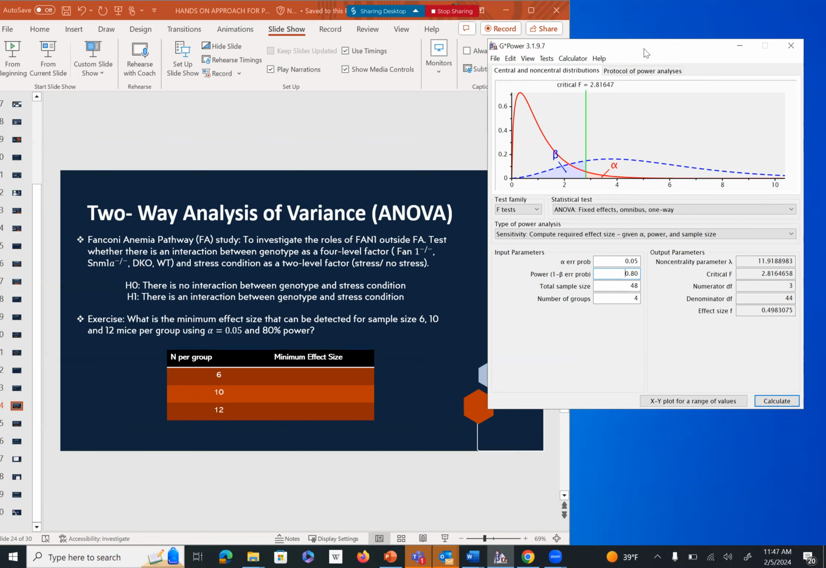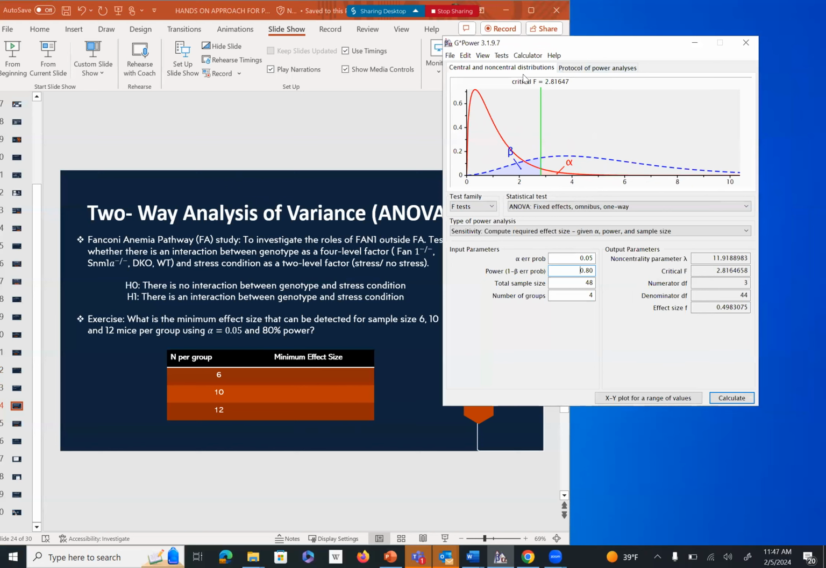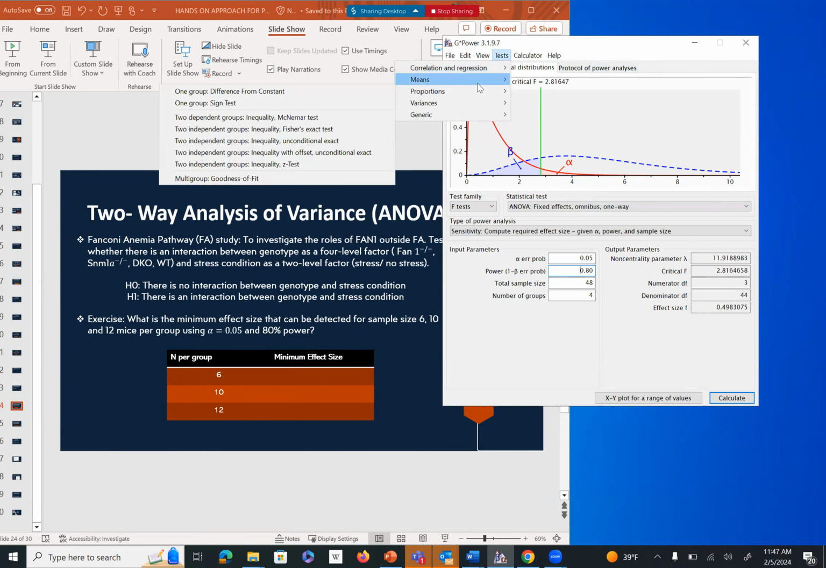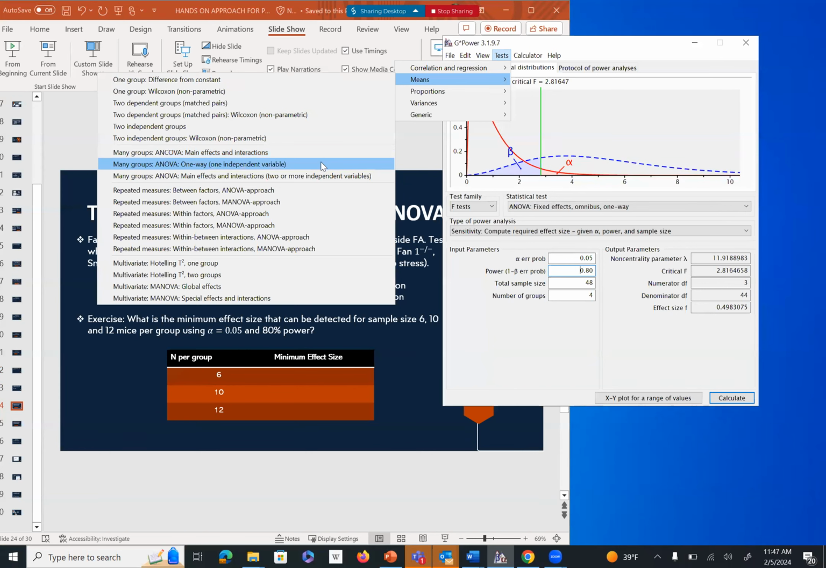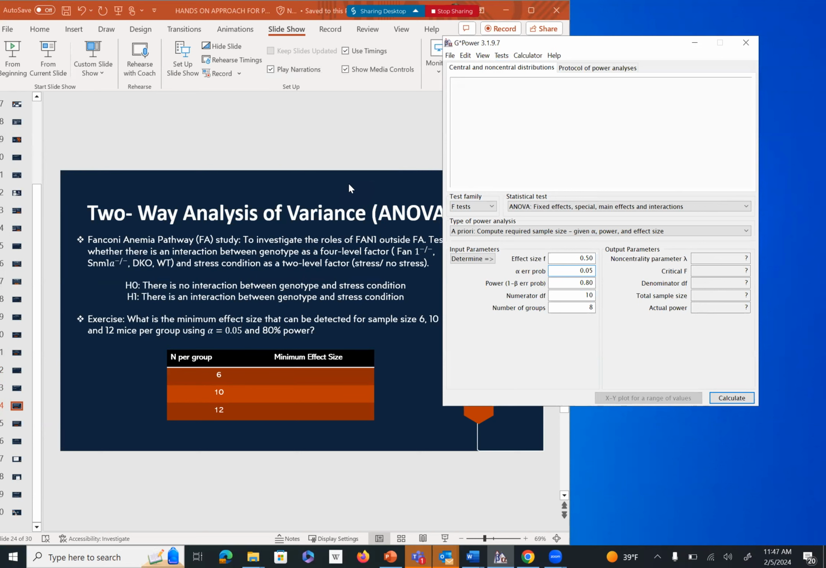In this example, I am interested in the interaction, but I'll also show you based off of each predictor variable. So based off of each factor variable, how can we calculate the effect size? We go to tests, we go to means, and we perform many groups: main effects and interactions, 2 or more independent variables. Okay, so here you have your alpha. What is the minimum effect size that can be detected for a sample size of 6, 10, 12 mice per group using a 0.05 significance level and 80% power?